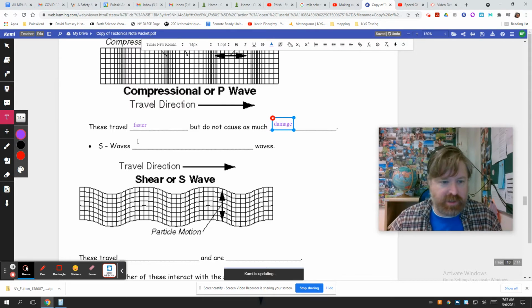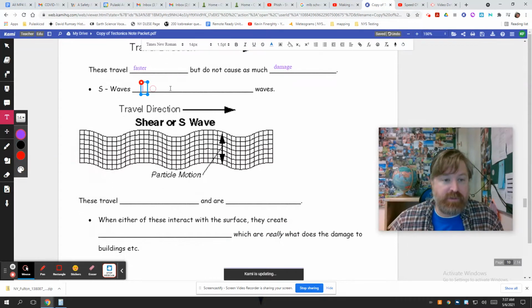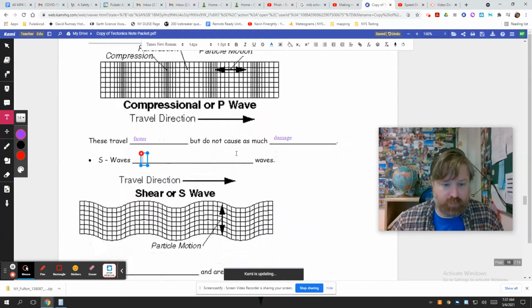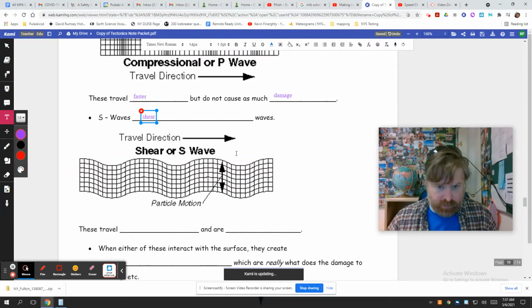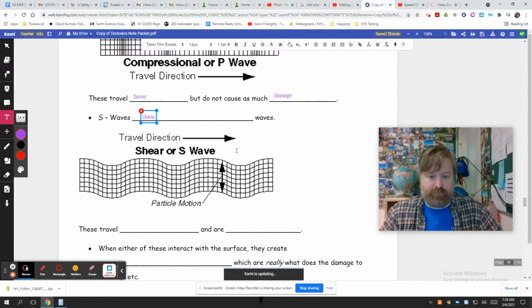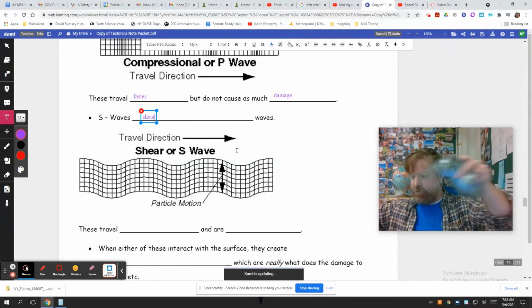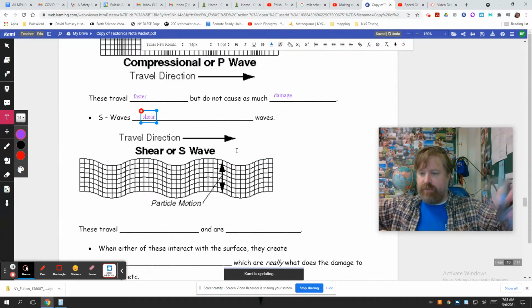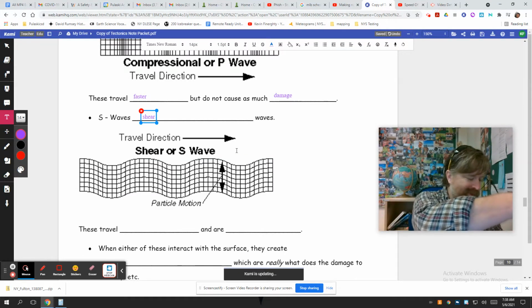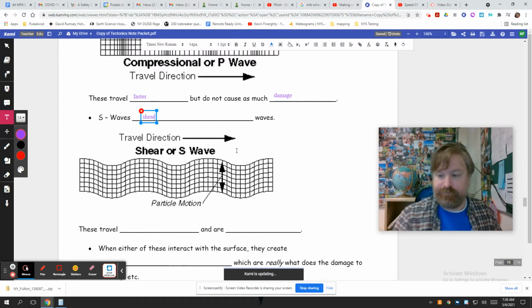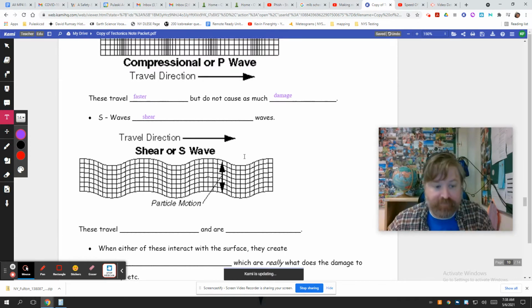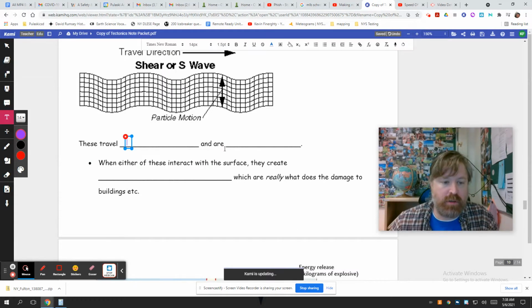Oh, there we go. There's that classic spelling. S waves are shear waves. Maybe more like the wave motion you typically think of, like up and down like this, which you can probably picture. And again, if I could stretch this thing out over the whole classroom, you can do a wave and see it travel down. It's just kind of bouncing on this small scale. Unfortunately, these travel slower and are more damaging.